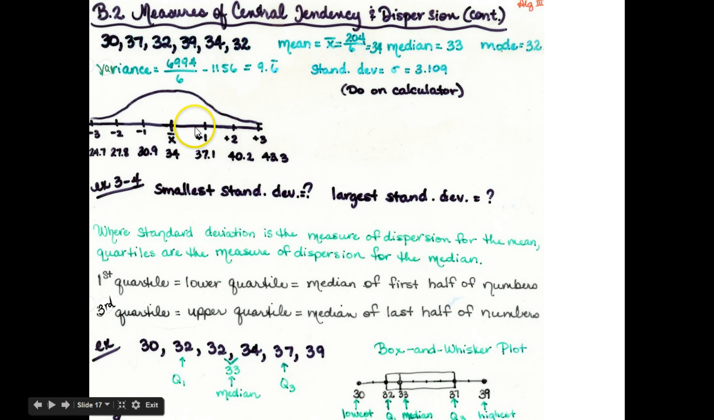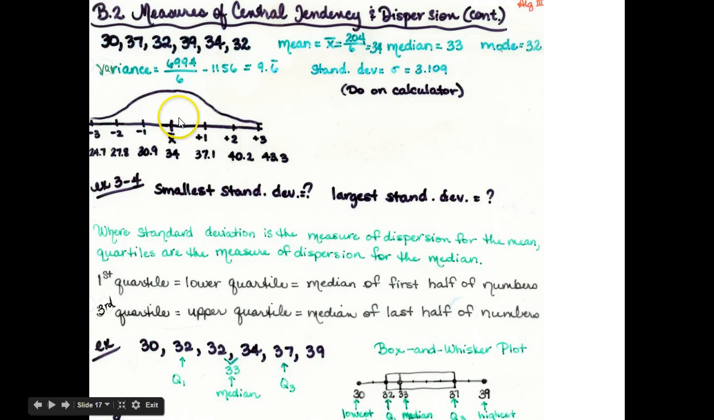Then when we move to the right, we move one standard deviation to the right. Since the standard deviation was 3.1, we'll say 34 plus 3.1, which gives us 37.1. If we go to 2 standard deviations, we just add another standard deviation. Add another 3.1, and that takes me to 40.2. Add another 3.1, and that takes me to 43.3.